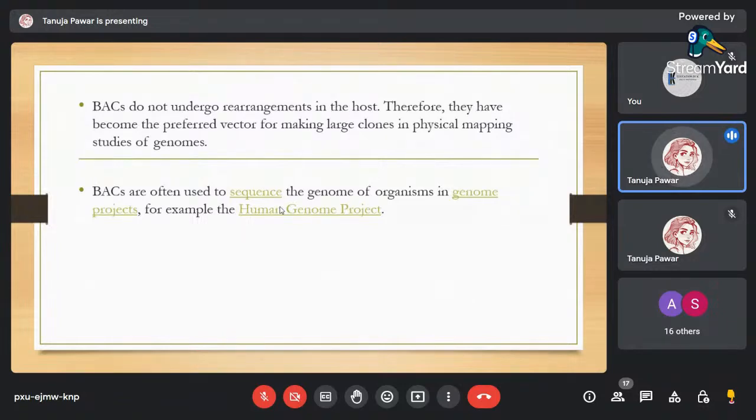Bacterial artificial chromosomes are often used to sequence the genome of organisms in genome projects. For example, the human genome project.